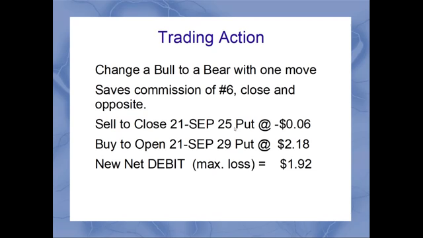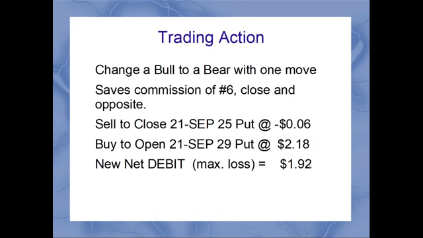6 cents, 5 cents. It was 6 cents at midpoint. And then I can buy to open the 21st September, same expiration, 29 put for 218. My new net debit, the max loss, comes out to 192. Now, this is a debit of 212. But remember, I keep the 20-cent net credit.